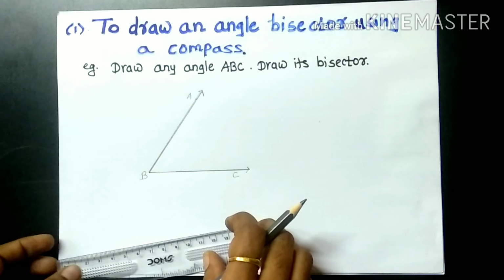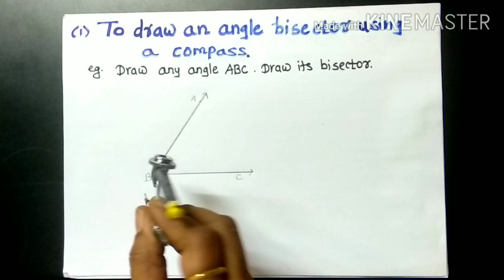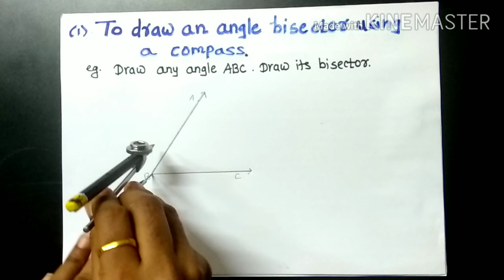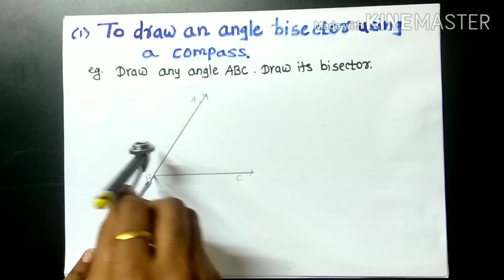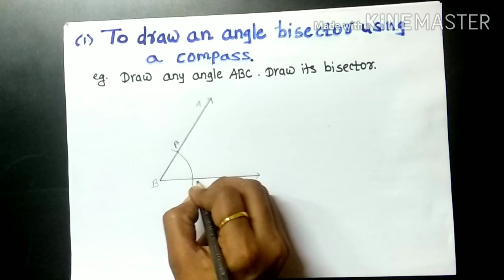Now, place the point of compass on point B and with any convenient distance draw an arc to cut ray BA and BC. See here. Name the points of intersection as point P and point Q.